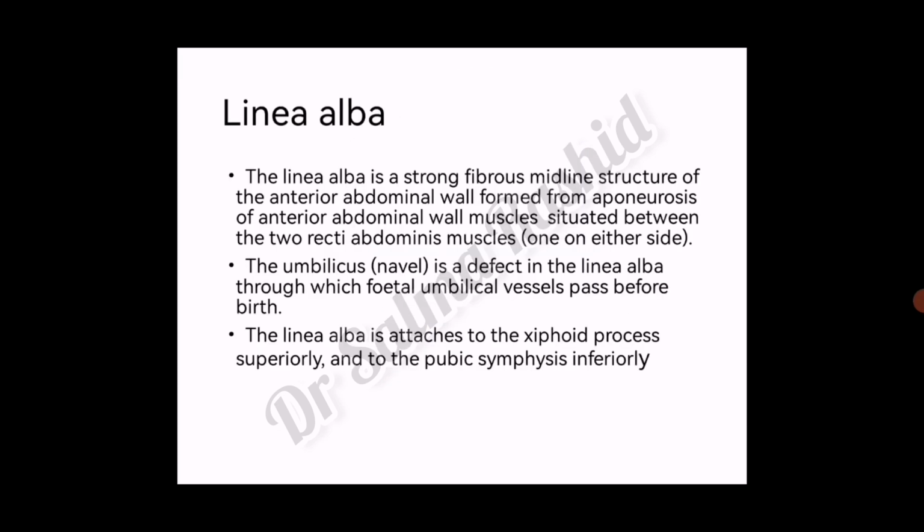Now, linea alba. The linea alba is a strong fibrous midline structure of the anterior abdominal wall formed from aponeuroses of anterior abdominal wall muscles, situated between the two recti abdominis muscles, one on each side. The umbilicus or navel is a defect in the linea alba through which fetal umbilical vessels pass before birth. The linea alba attaches to the xiphoid process superiorly and to the pubic symphysis inferiorly.